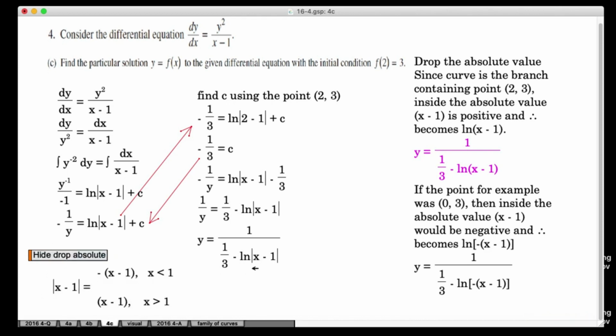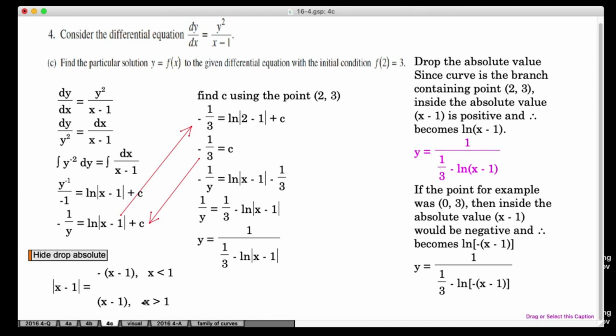So the absolute value, I'm just looking at the absolute value of x minus 1. When x is less than 1, because that's what breaks up, when x is 1, this is equal to 0. When x is less than 1, say 0, minus 1, minus 2, this expression inside is negative, which means to drop the absolute value, I need to take the opposite of what's inside.